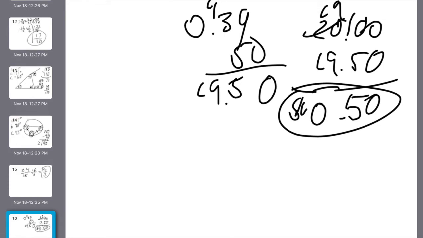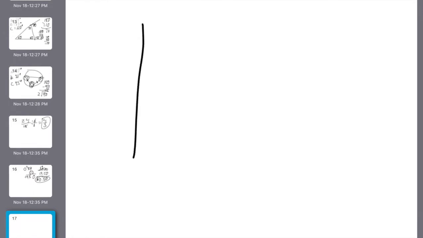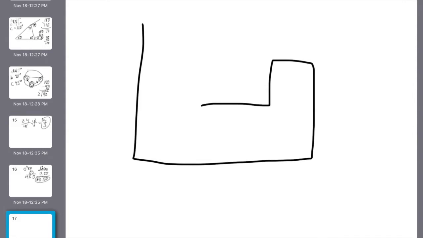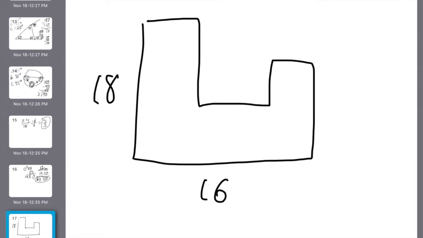Number 7. Copy the figure at the right. On paper, find the length of each unmarked side and find the perimeter of the polygon. All dimensions are in meters. So, guys, we just got done with our L shapes, didn't we? And now we have a complex shape and a half. All right, let's start filling in what we know. We know 18. We know 16. We know 15. We know 4. We know 8. And we know 5.